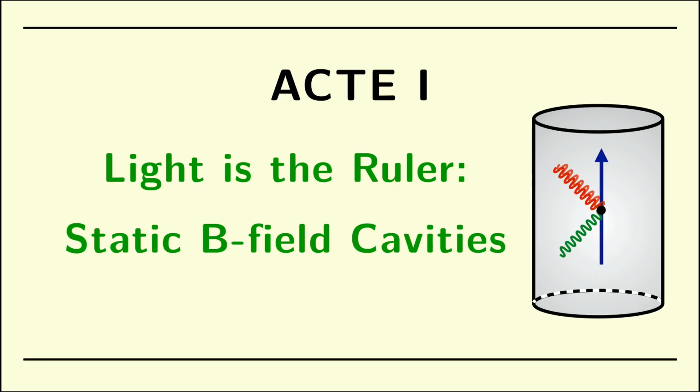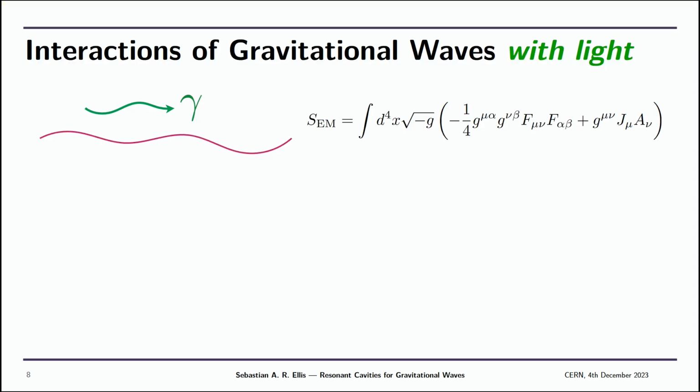Okay, so having done this warm-up, let's consider the first example, where light is going to be my ruler. So now don't think of a physical ruler. Instead, think of electromagnetic waves in a cavity. So in order to compute what's going to happen in this situation, let's return to really basic stuff.